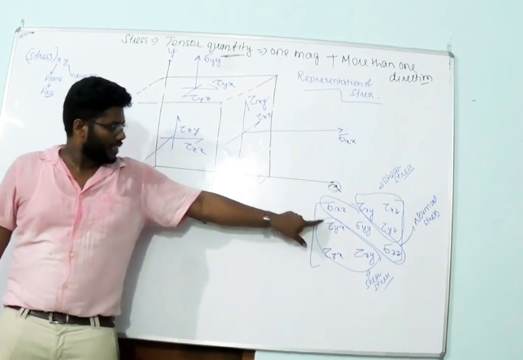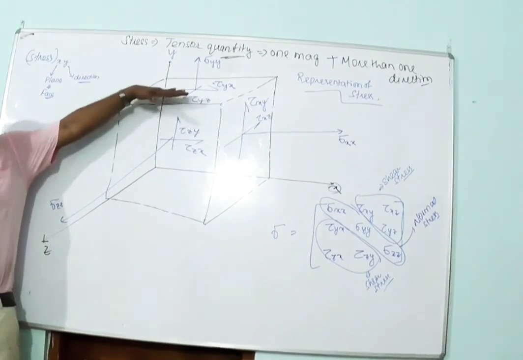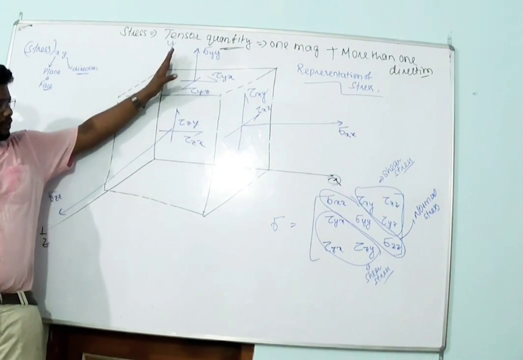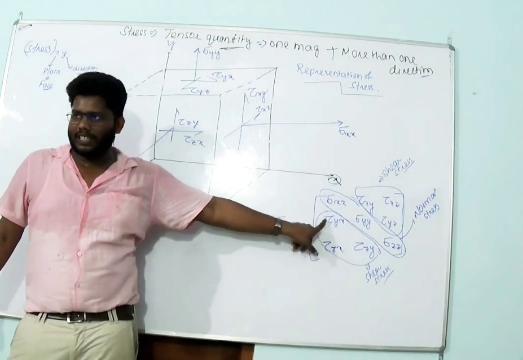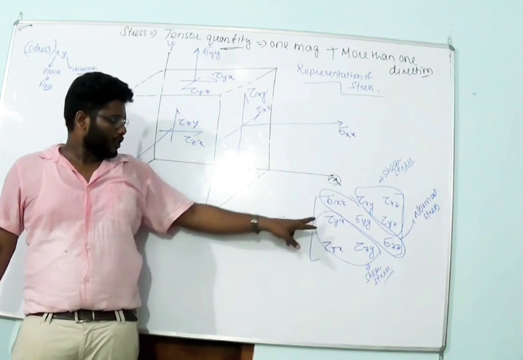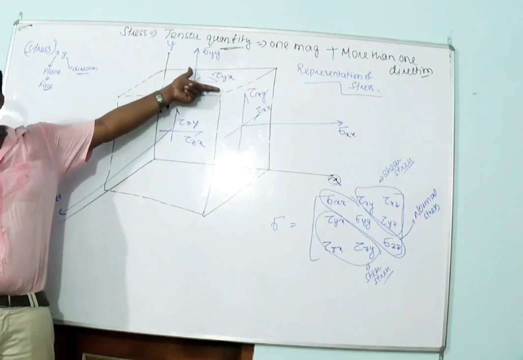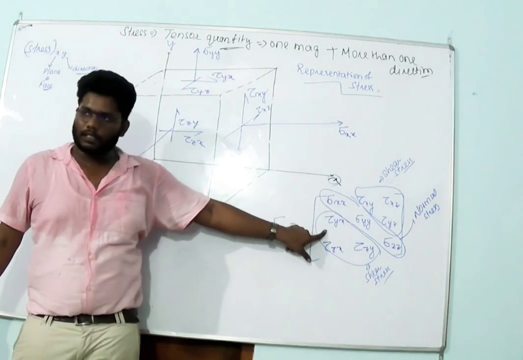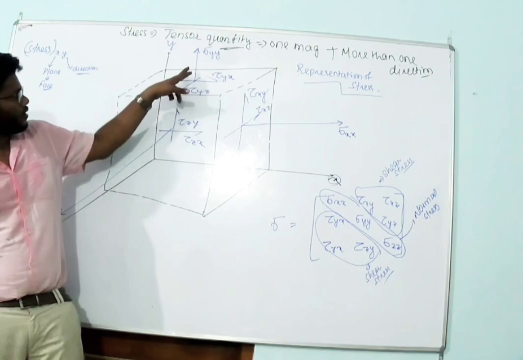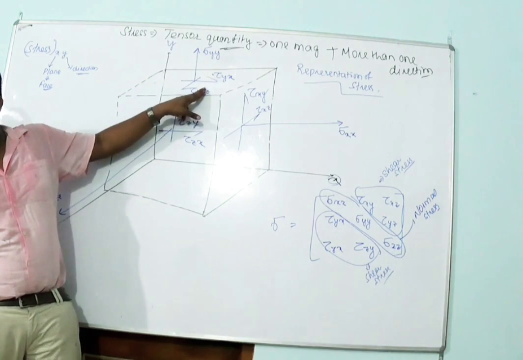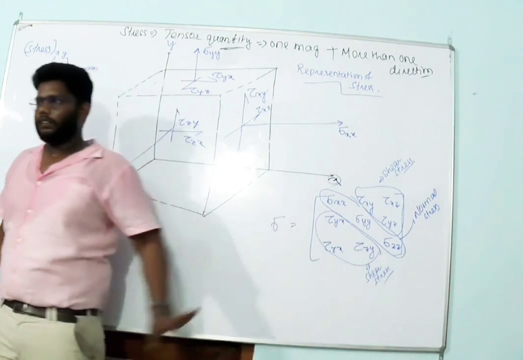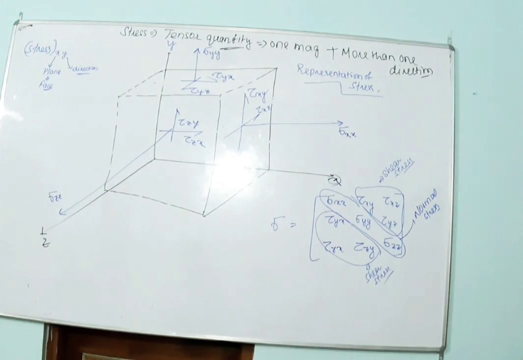Second is the y plane. This is y plane, sigma yy, y direction. First x, y, z: this is x, this is y, this is z column. So tau yx, then sigma yy, then tau yz. Then tau zx and tau zy and sigma zz. This is the representation of stress in a unit cube.